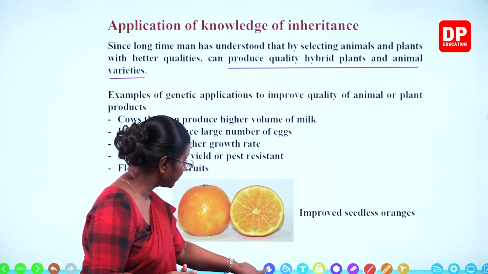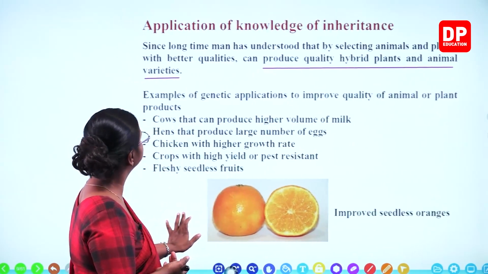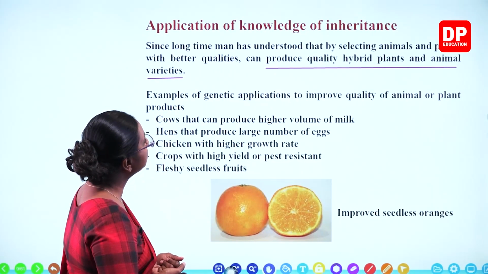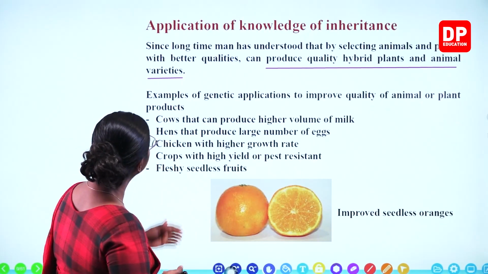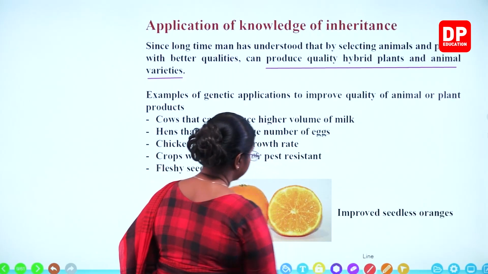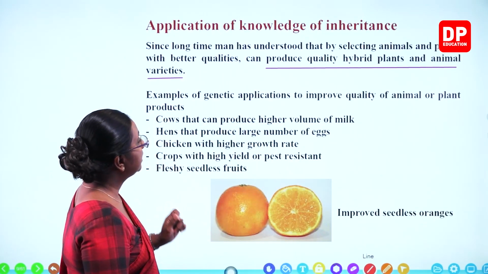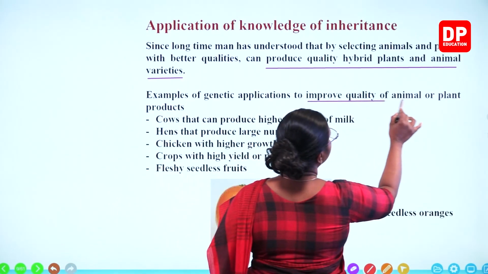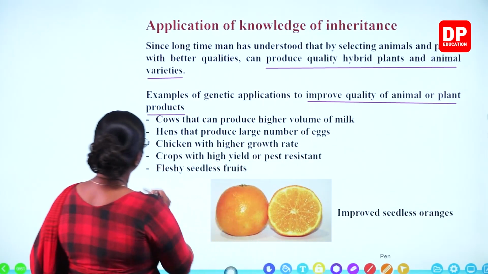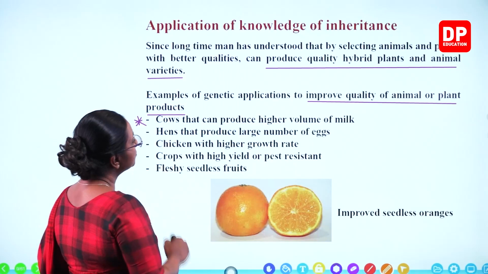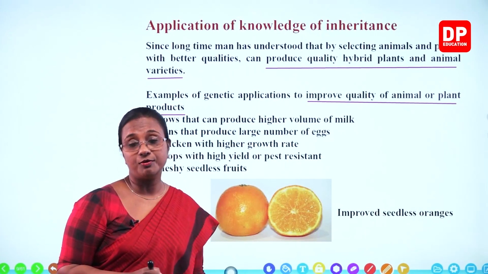So here we have some examples of genetic applications to improve the quality of animal or plant products. In that, the first one is cows that can produce a higher volume of milk.